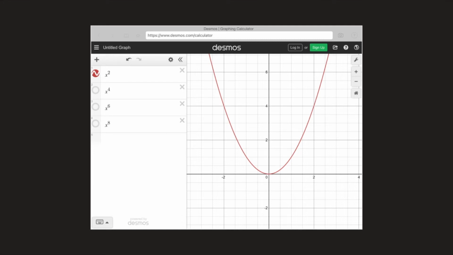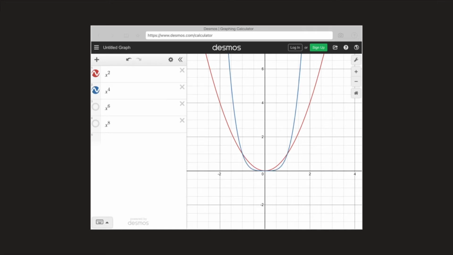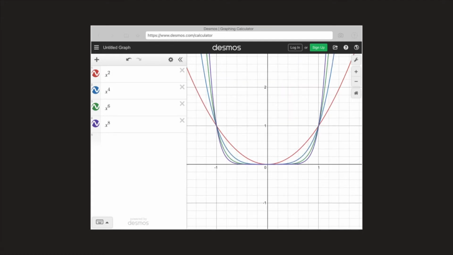The higher the power gets, the flatter this graph will be around the origin. As you can see with x to the 4th, x to the 6th, x to the 8th, the graph just gets flatter and flatter around the origin.